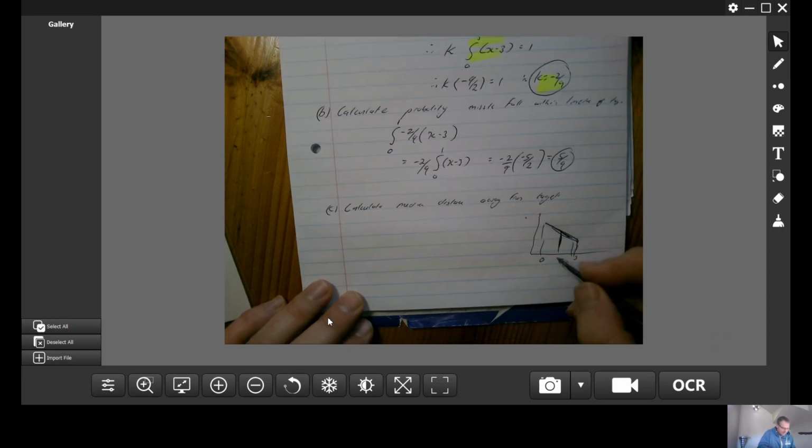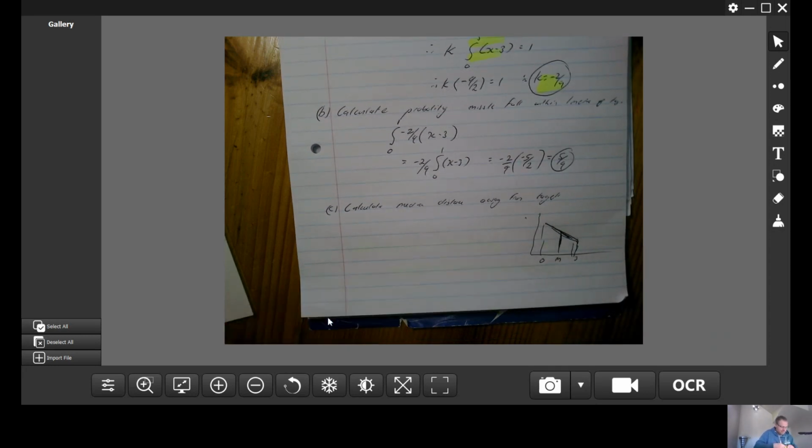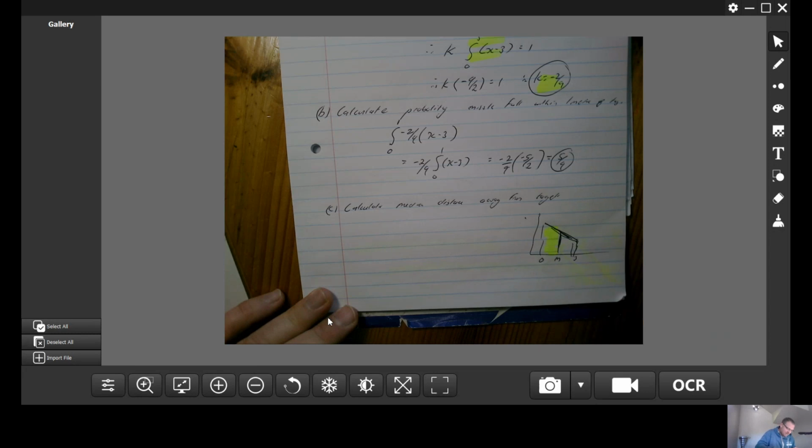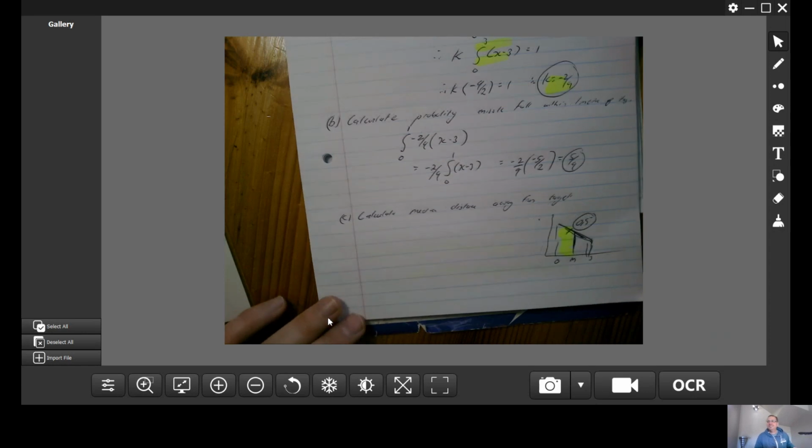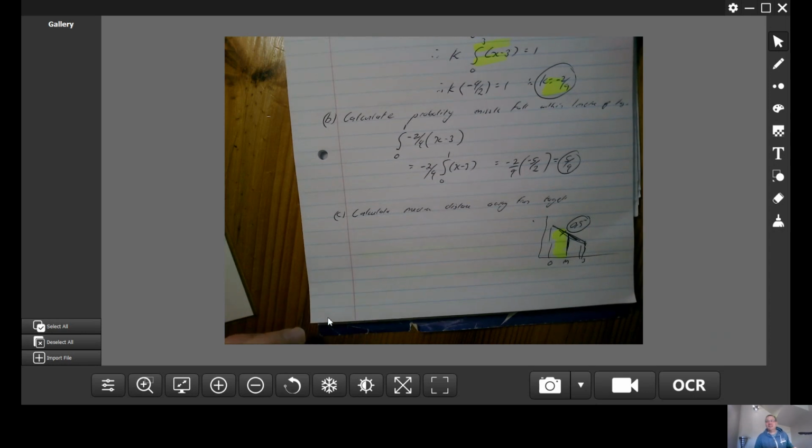Remember the key idea, where does the median, I'm going to call that value m, that's the median value. The median value happens when that area is 0,5.